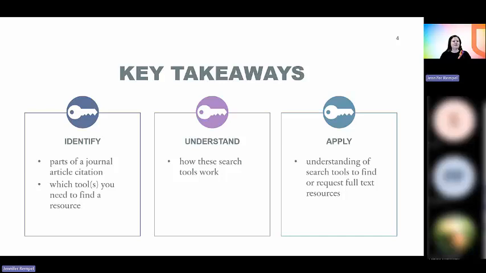All right, so what are going to be our key takeaways from this session? You should be able to, as you might already be able to anyway, identify parts of a journal article citation and think about and identify which tools you might need to find a resource. You'll come away with an understanding of how our search tools work, and then you should ideally be able to apply this understanding of search tools to go ahead and find or request full text resources.